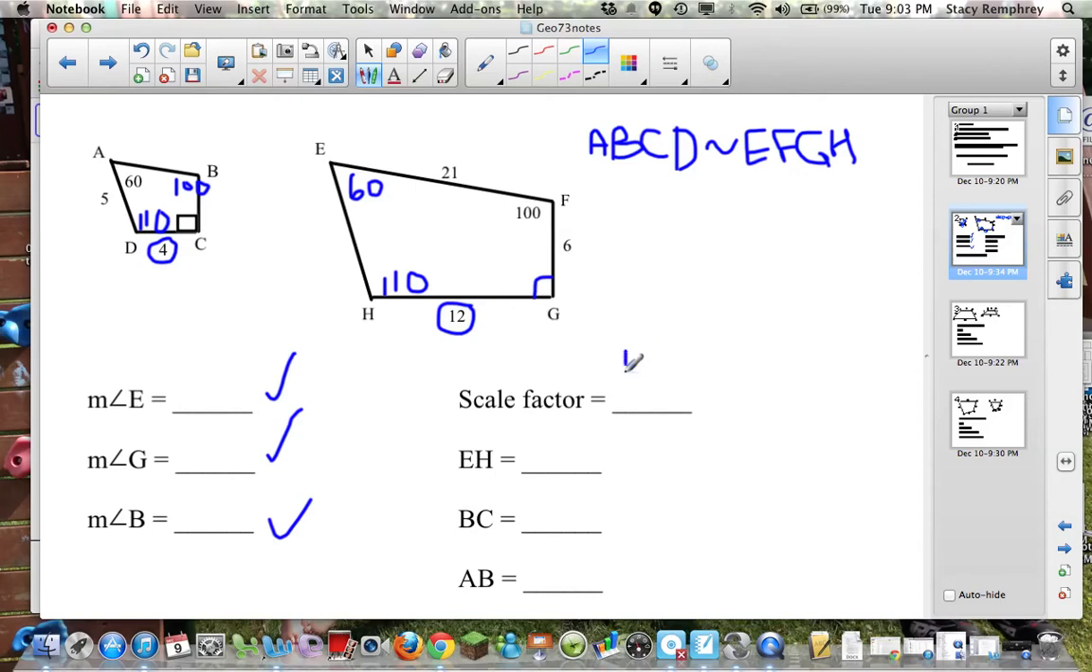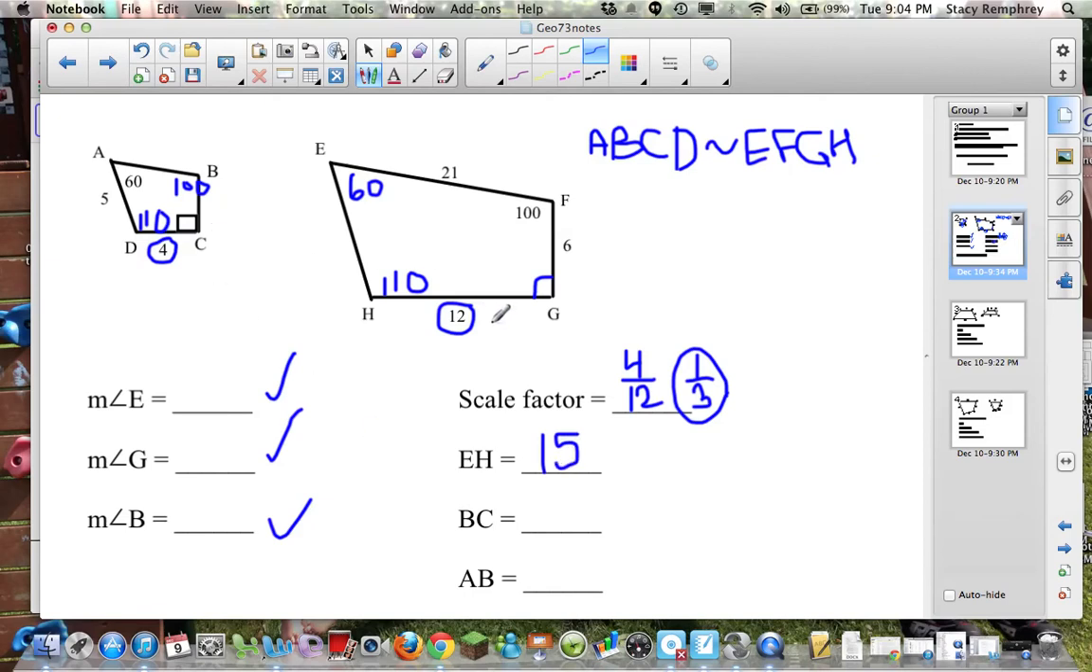So honestly, 4 over 12 or 12 over 4, either one, doesn't matter to me. So you could say a 1 to 3 scale factor. If you said a 3 to 1, you are also right. So I'm good with either one. They both make sense. All right, so EH is going to correspond with AD. It's a 1 to 3 ratio, so 5 to what would reduce me back to a 1 to 3 ratio? 15. I'm getting that because basically every side of ABCD was multiplied by 3 to get to EFGH.